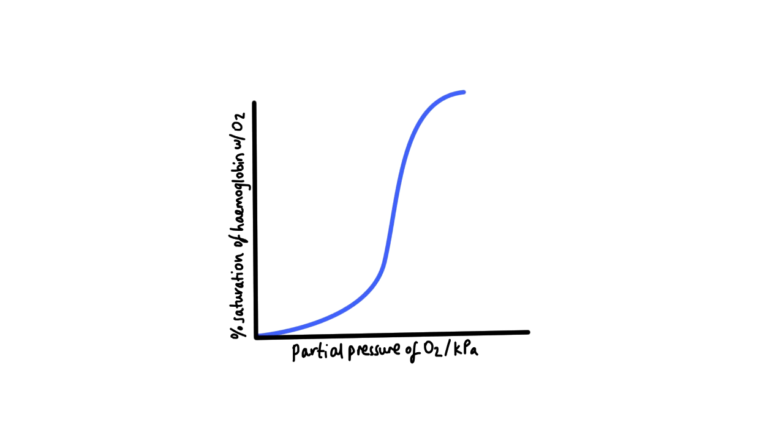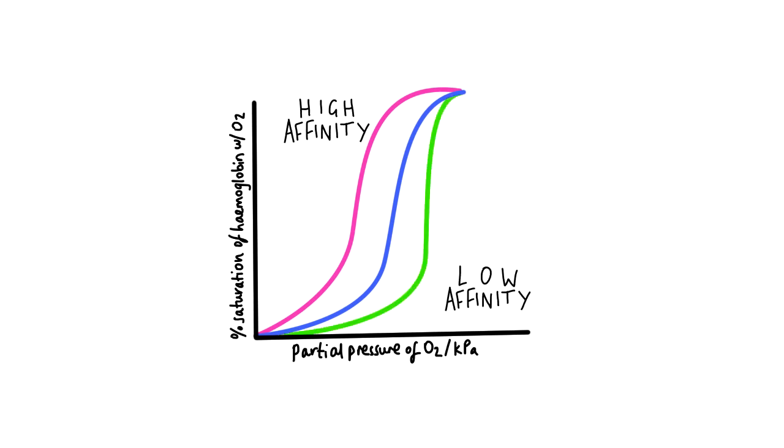Sometimes an oxygen curve will shift to the left or to the right. This is linked to the affinity. If the curve shifts to the left, hemoglobin has a high affinity for oxygen. If it shifts to the right, hemoglobin has a low affinity for oxygen.